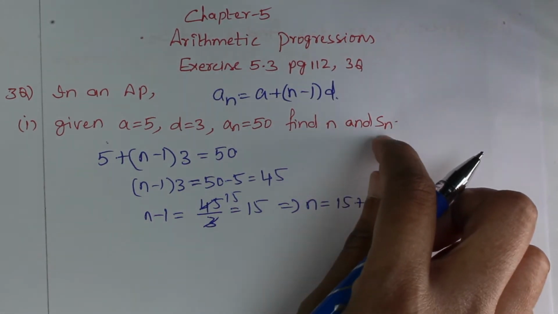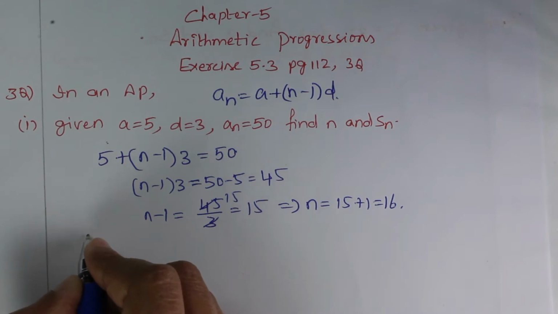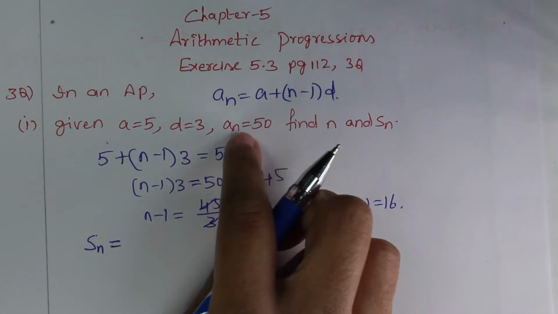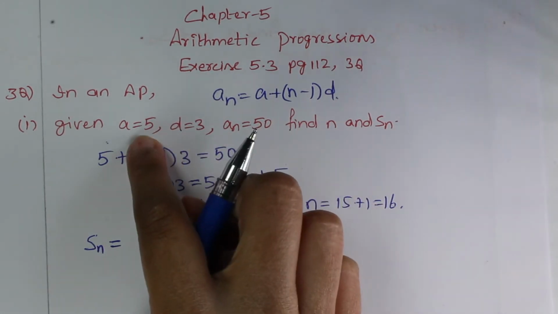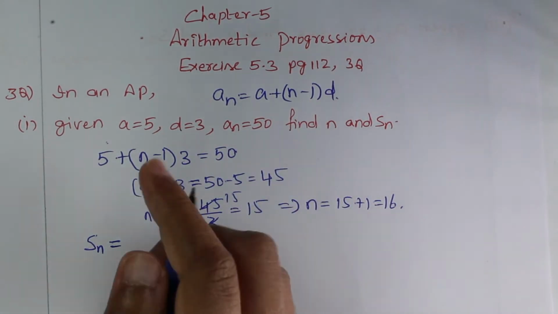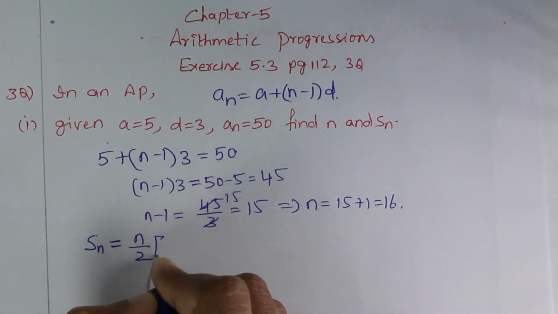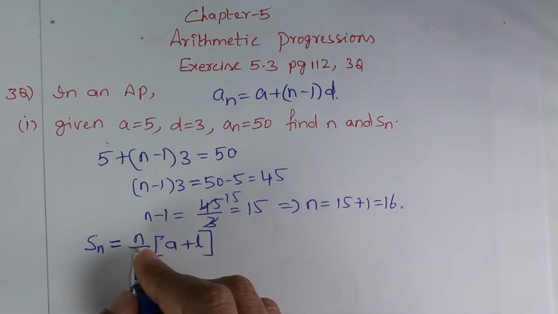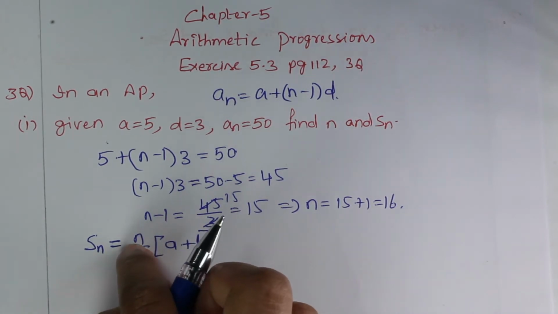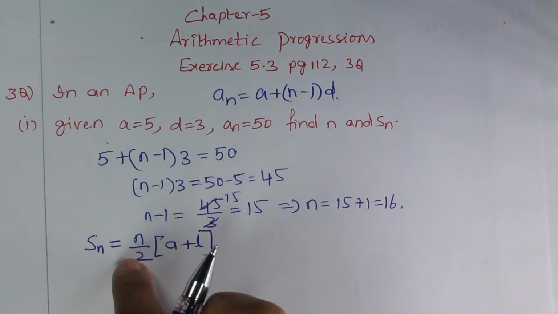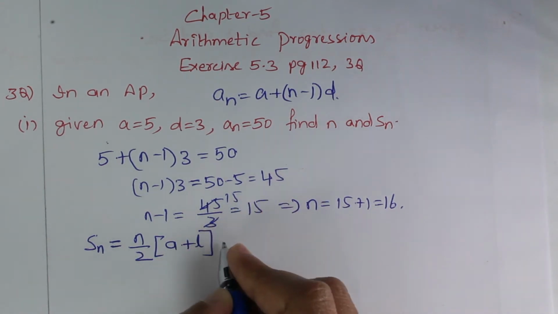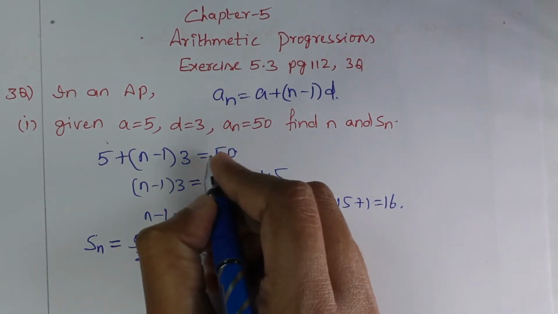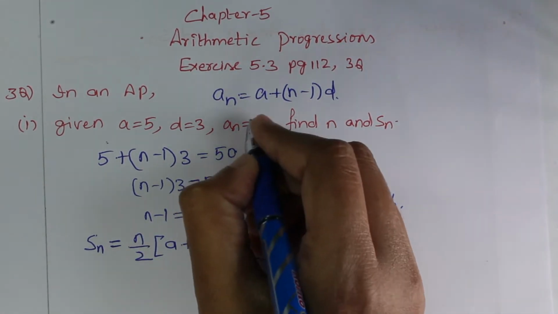Now I have to find out the value of Sn. So which is the formula we are going to use here for calculating Sn? We know the last term and the first term and the number of terms. So we can use the formula n/2 × (a + l). Here a is the first term, l is the last term, n is the number of terms in the series. So we found the value of n just now, that is 16. And let us substitute the values here. 16/2 × (5 + 50).